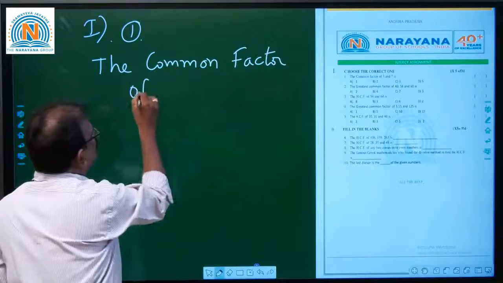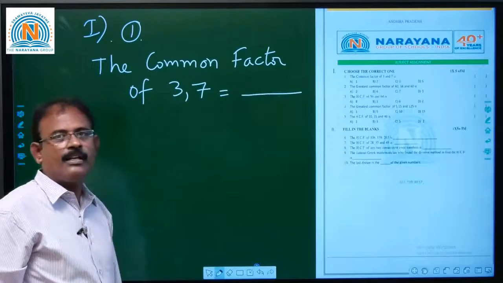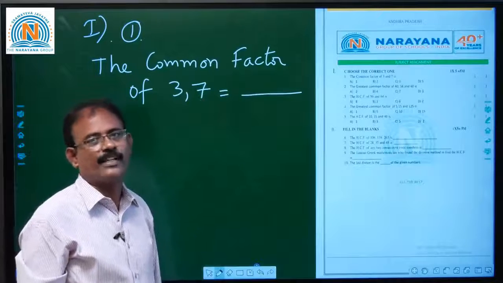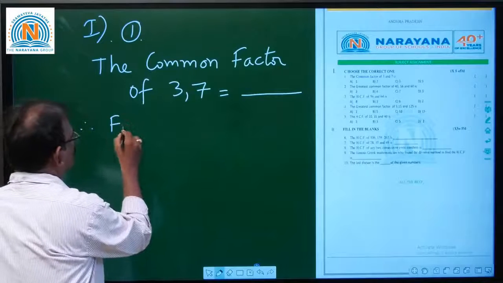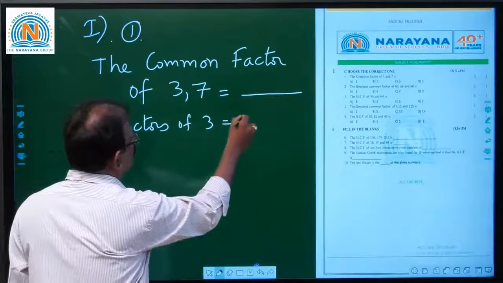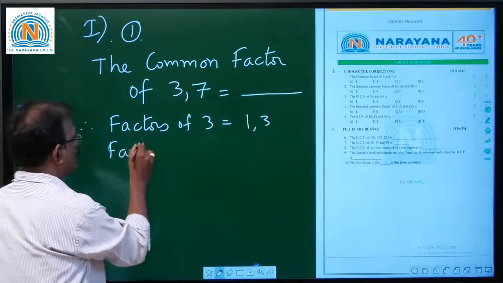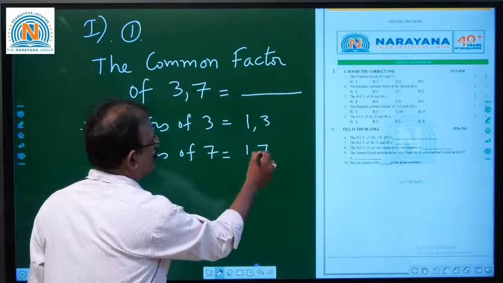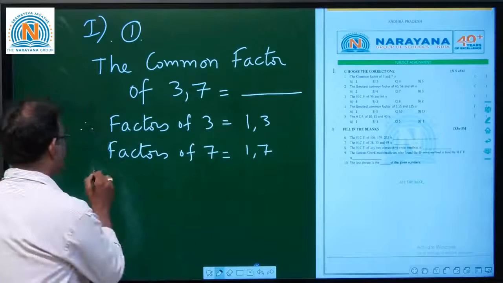Common factor of 3 and 7 is how much? As you know, 3 and 7 are prime numbers. Its common factor is 1 only. Therefore, factors of 3: 1, 3. Factors of 7: 1, 7, as 3 and 7 are prime numbers. So here only 1 is common factor.